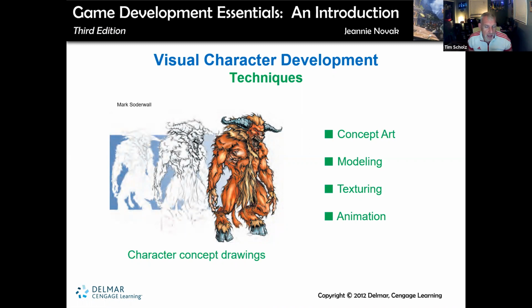And then the last step is using all those things you've put together, using the model, making sure that it moves with the texture. You're going to animate the character to make it move. And that's how you work through from beginning to end when doing your visual character development.